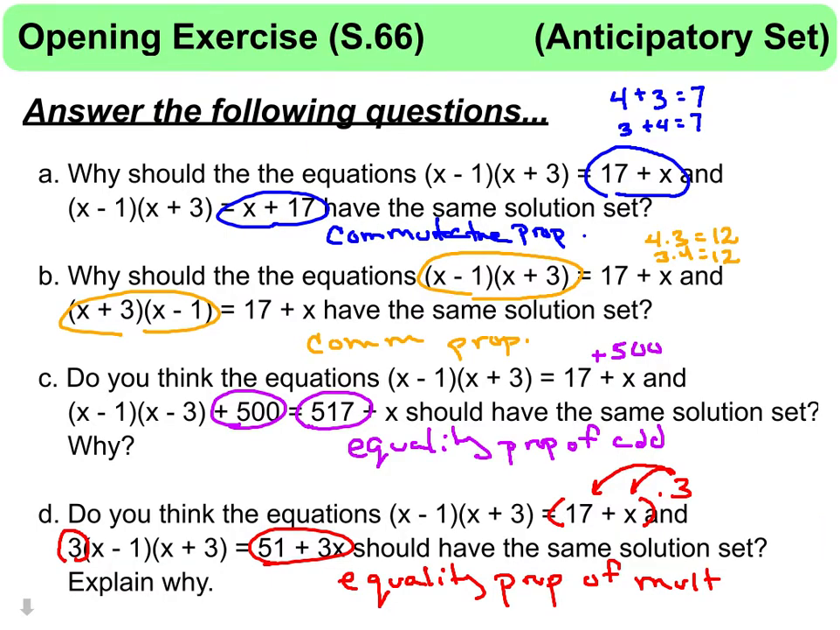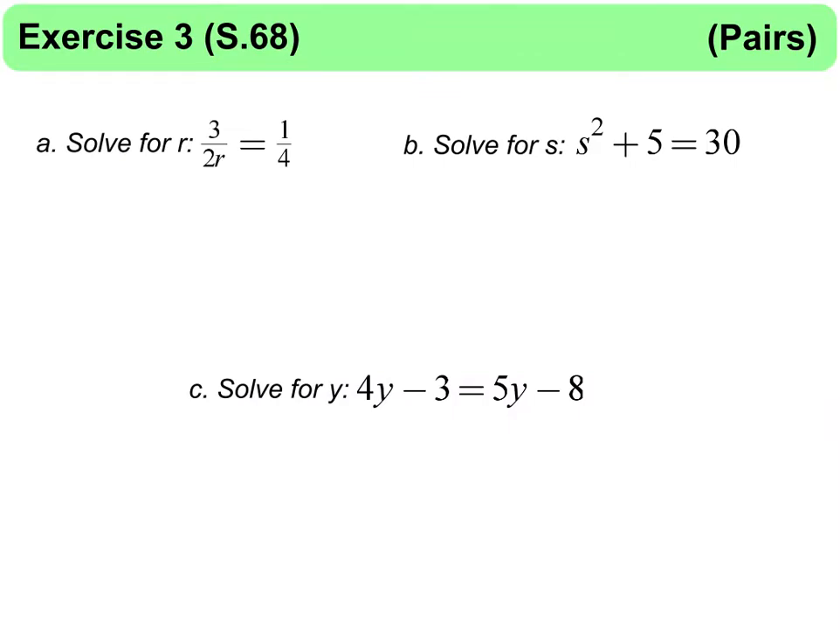Going further into the lesson, the students have an opportunity to practice solving some equations. In part A, we're going to look at a proportion. In a proportion, a student needs to recall that they're going to cross multiply what they see. So 2r times 1 is 2r, and 3 times 4 is going to be 12. Here we have a one-step equation, and so we will divide both sides by 2, and so r will equal 6.